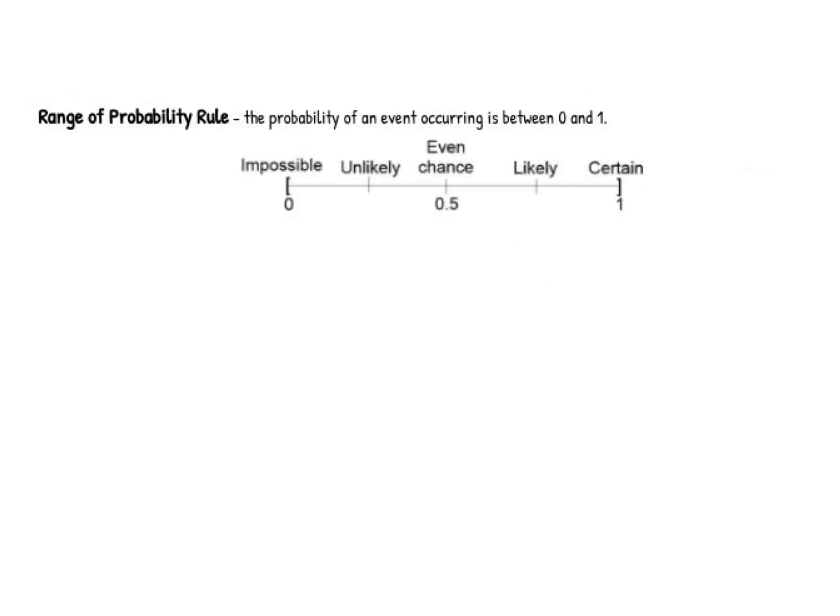Next, we have our range of probability rule. The probability of an event occurring is between 0 and 1. And that 1 is also 100%. So the closer you are to 0, the more unlikely, the more impossible it is. When you get into that 0.5, that 50%, it's an even chance. And the closer you get to 1, the more certain it is.